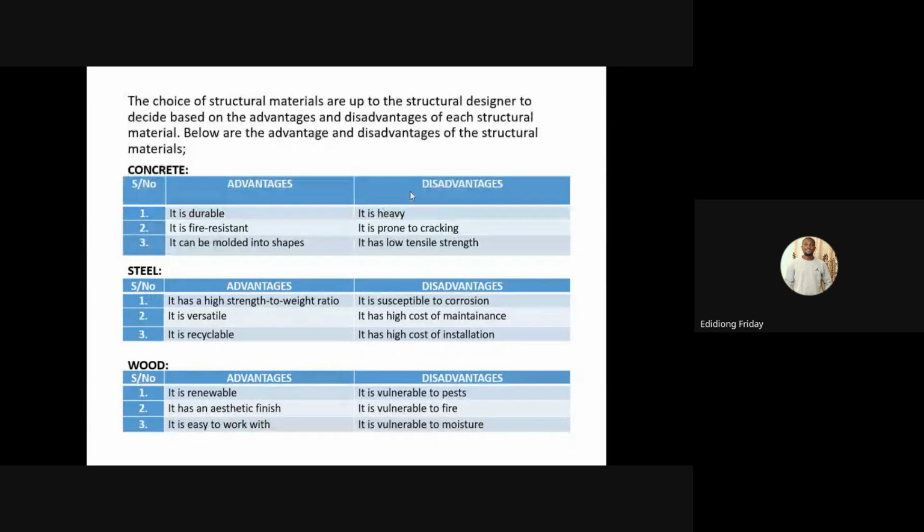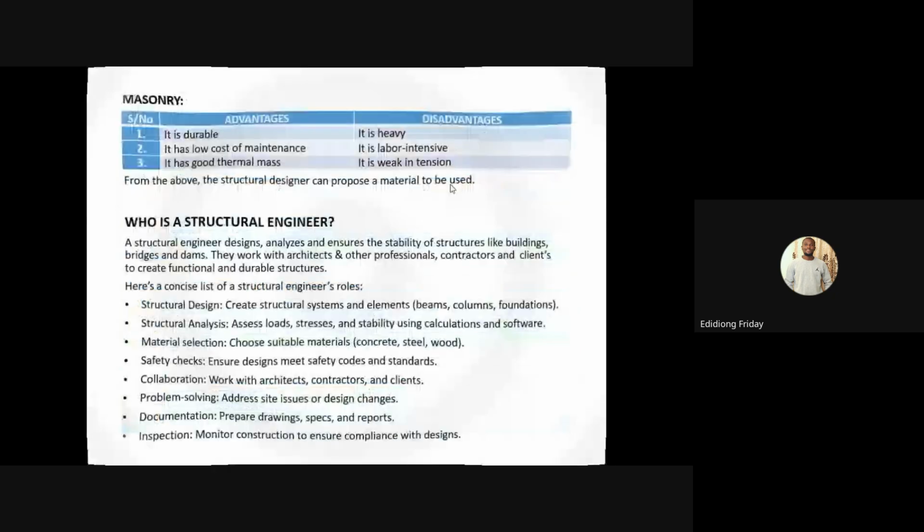The next structural material is masonry, which is block, 9 inches, 6 inches, brick, and all of that. For the advantages, masonry is durable. It has low cost of maintenance. It has good thermal mass. And for the disadvantages, it is heavy, it is labor intensive, and it is weak in tension.